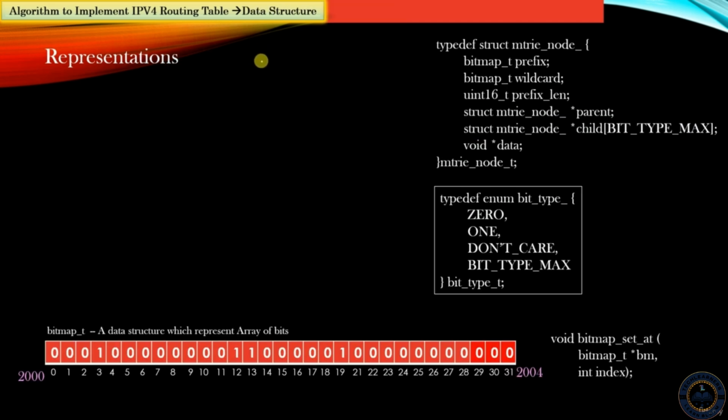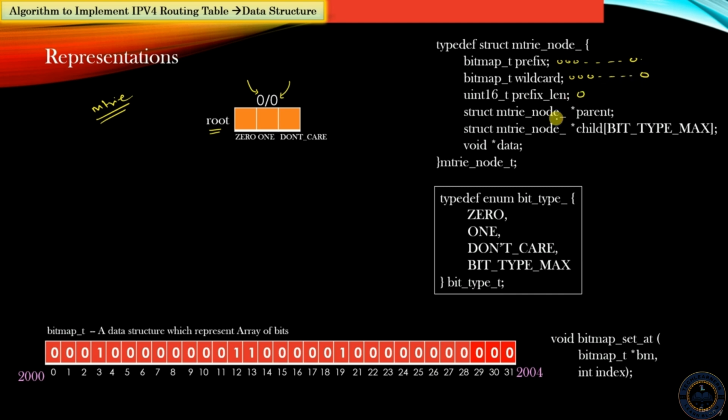And finally, we need to discuss how to represent the root of the mtry. As I said, mtry is a tree and every tree has a root. In our case, our mtry data structure has a root which is actually a special node in the mtry and differs from the rest of the nodes. So this represents the root of the mtry, and the special thing about the root is that it does not have any effective prefix and its prefix len is 0. So it means that this particular bitmap will contain all zeros and the wildcard also contains all zeros.